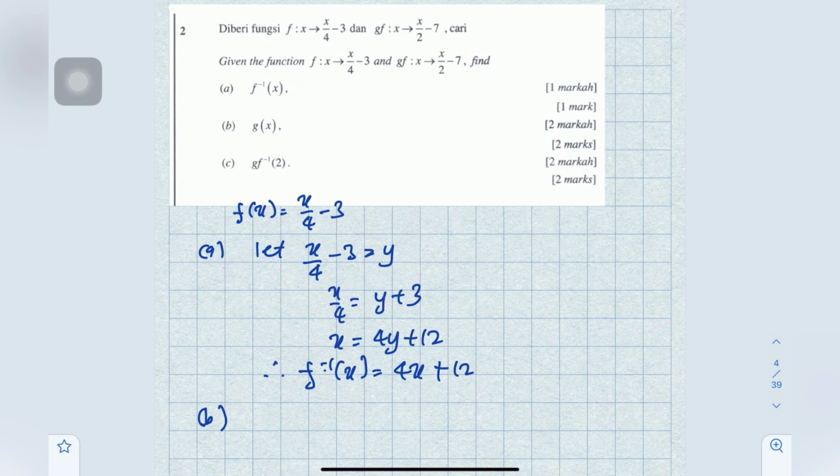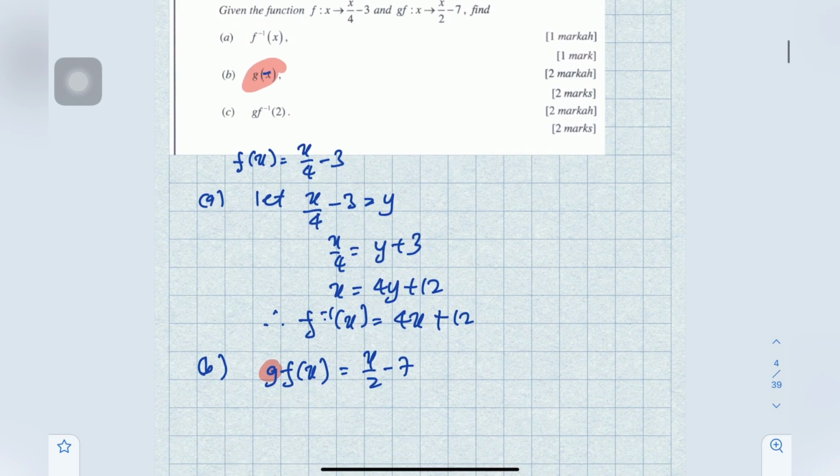Okay, so from the question we have gf(x) equals x over 2 minus 7. Okay, kita nak g(x), kita nak g(x) ni. So kita kena jadikan g(x) ni seorang-seorang. So therefore kita kena substitute f inverse into this function. So kita dapat gf ni, kita masukkan f inverse into gf. Okay, supaya kita dapat g nanti. Okay, so this one just now f inverse is this one kan.